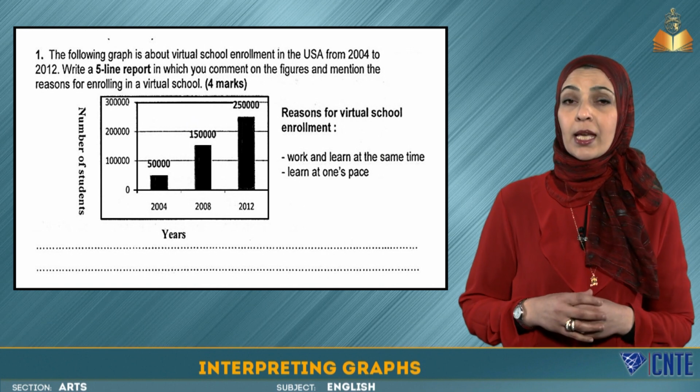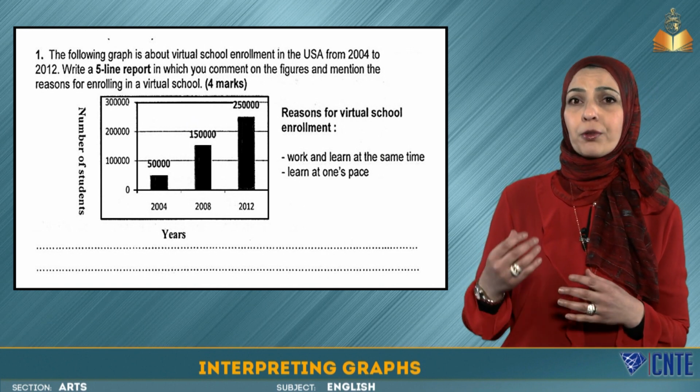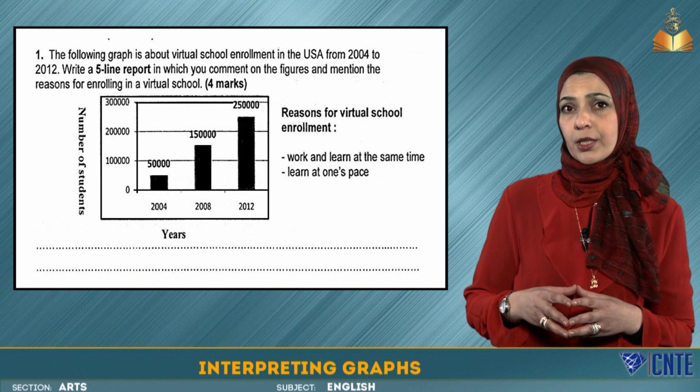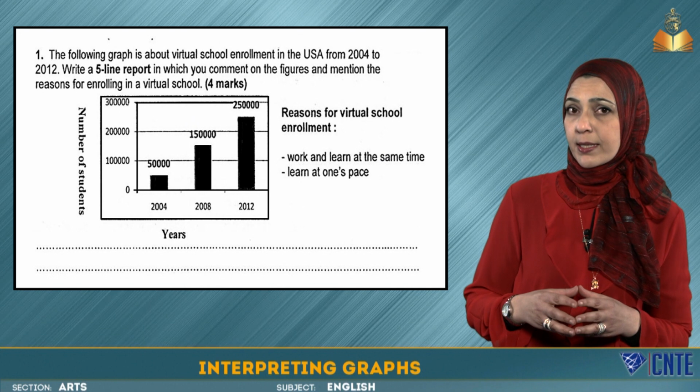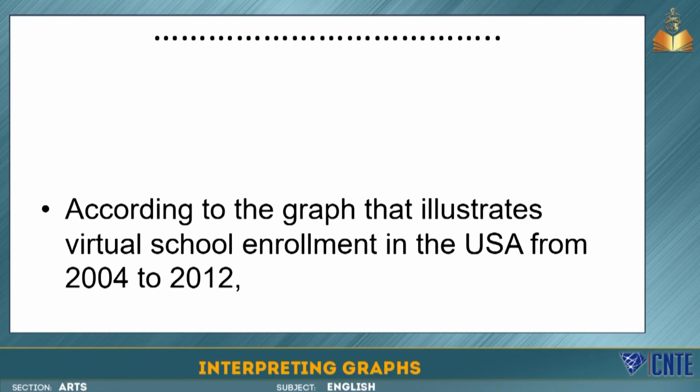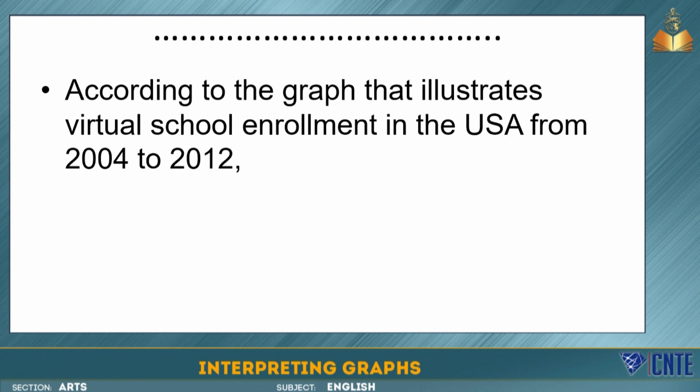But don't forget it. Then, you should start writing by referring to the source of information, which is the graph here, including the place and the dates. For example, according to the graph that illustrates virtual school enrollment in the USA from 2004 to 2012, so notice that the introduction includes the source of information, which is the graph, the place, which is the USA, and the dates that are presented in the instruction and in the graph as well. Then, in the description, you have to analyze the statistics first, and then you have to mention the reasons.